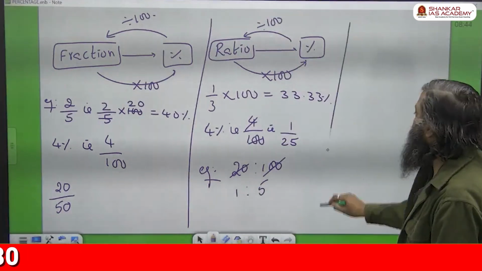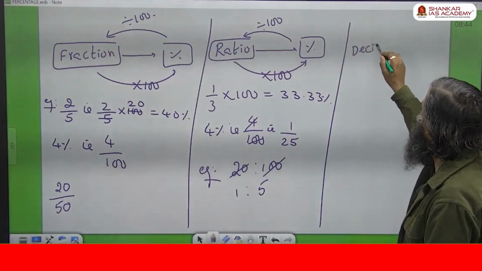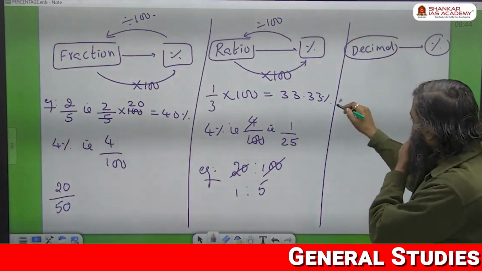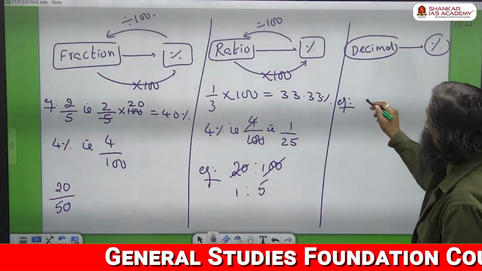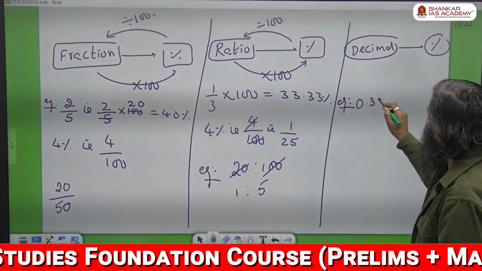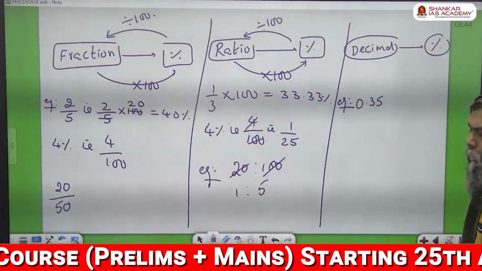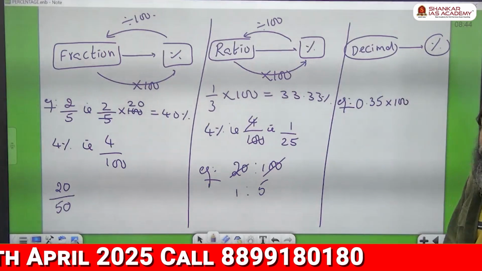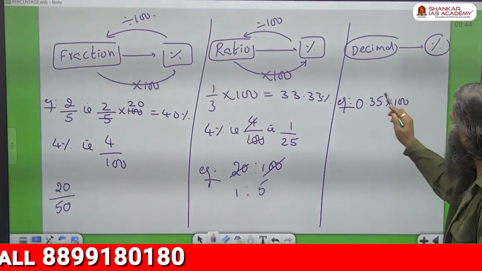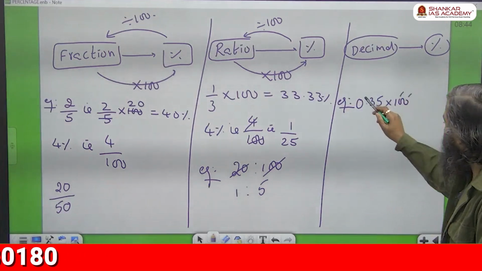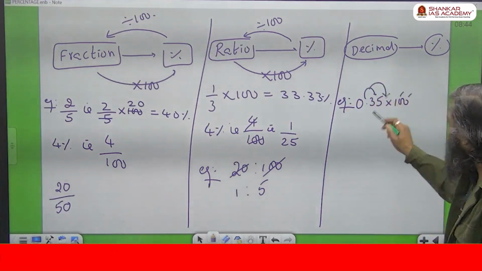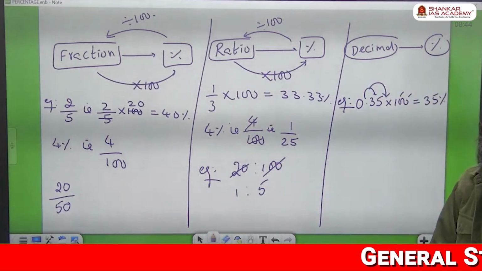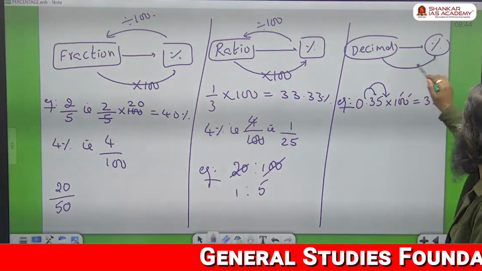Next, listen carefully. How can I convert a decimal into a percentage? For example, 0.35. Out of 100, 0.35 is how much percent? So multiply by 100. If you multiply a decimal by 100, there are two zeros, so the decimal point moves two places to the right. That means you have to multiply by 100.